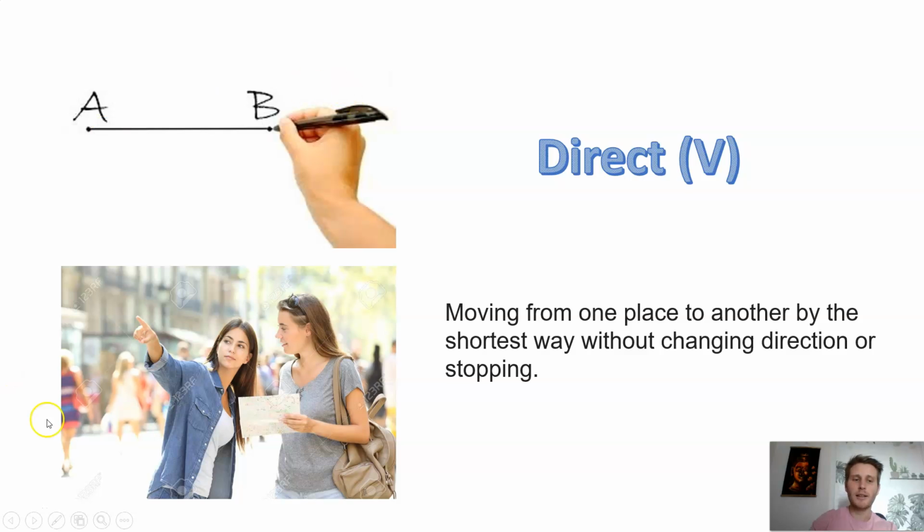Direction, you can see like this picture at the bottom. This girl is giving directions. So she is trying to show somebody where she needs to go, whereas the word direct means I am going straight there.